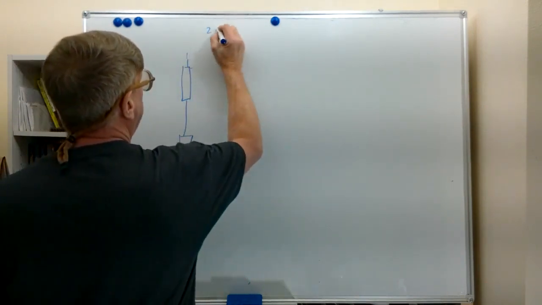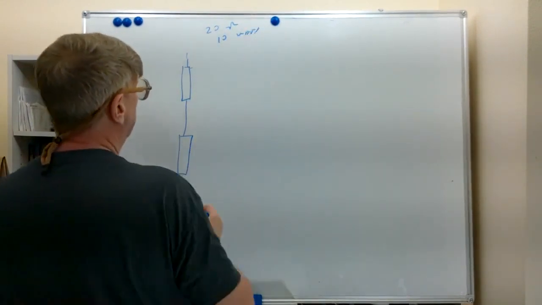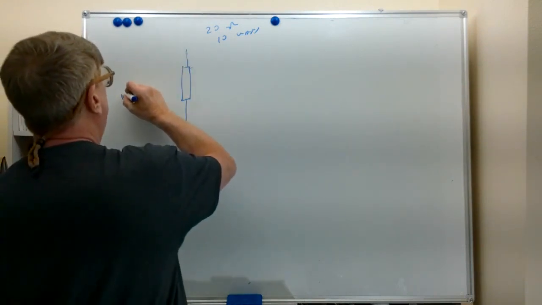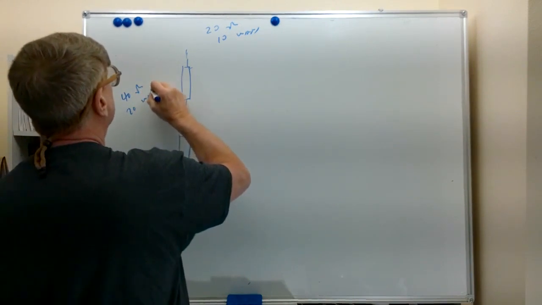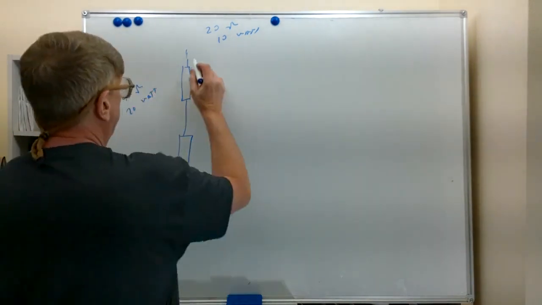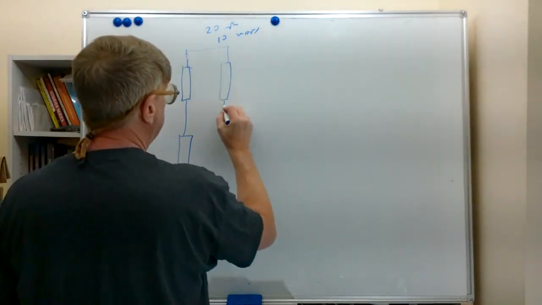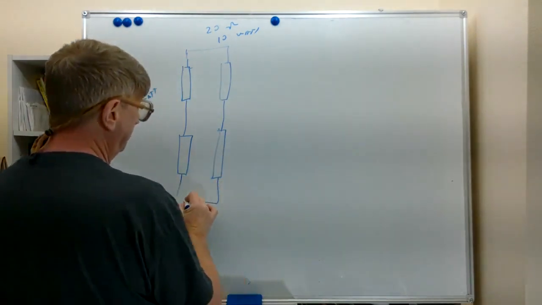Which these were 20 ohm, 10 watt. And we put them in series. It gave us a total of 40 ohm, 20 watt. Now if we take another branch just like this and add in parallel, again more 20 ohm, 10 watt resistors.